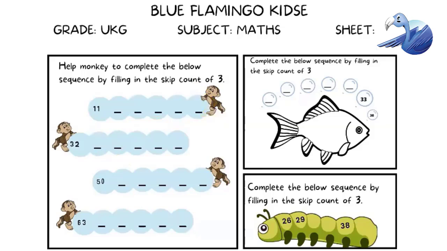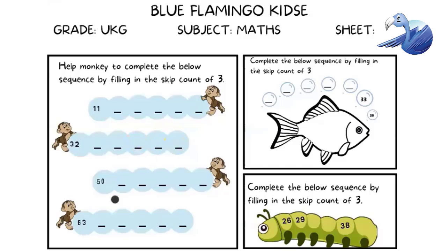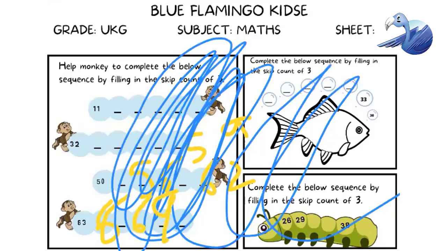32, 33, 34, 35. Next. 36, 37, 38, 39, 40, 41, 42, 43, 44, 45, 56, 57, 58, 59, 60, 61, 62. Okay, 63, 64, 65, 66, 67, 68, 69, 70, 71, 72. Okay, it's completed.